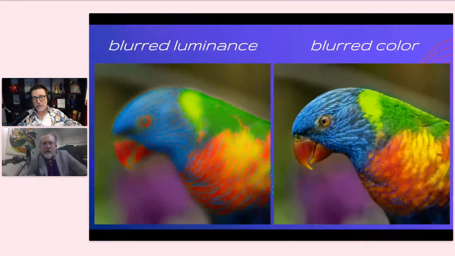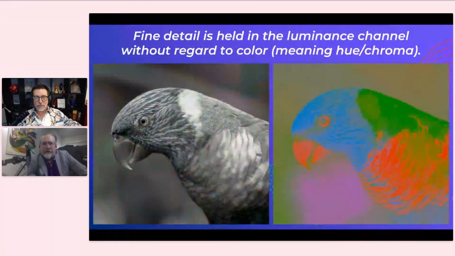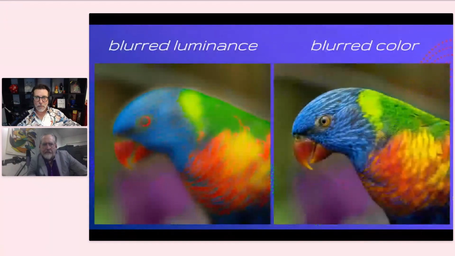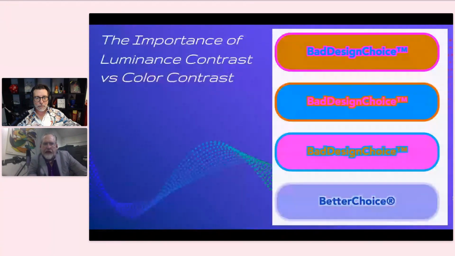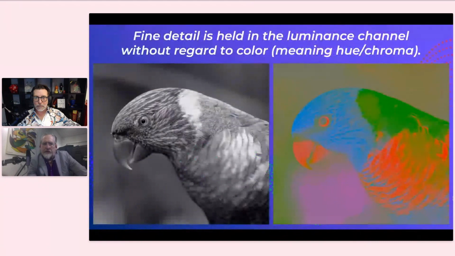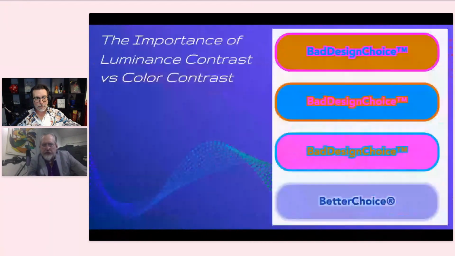And the reason we see it like this is that all of the fine details that we see in the human vision system are held in a luminance channel, the black and white channel, disregarding color. And the color is in separate channels that go to our vision system. There's very little detail in the color channels. In fact, they're less than a third the resolution of the luminance channel.